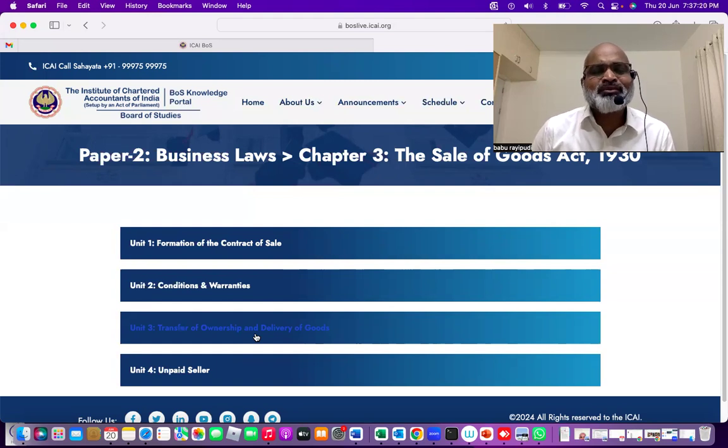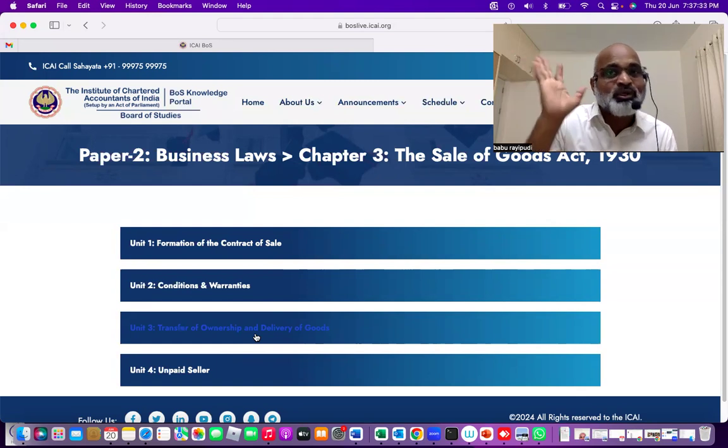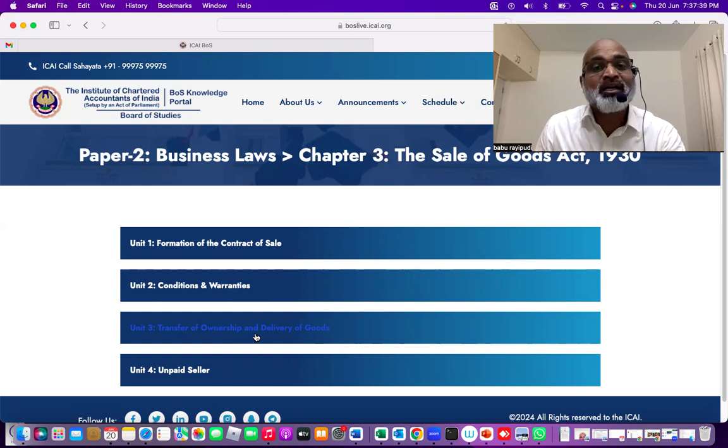At the most, in the first chapter, you just go through the difference between sale and agreement to sell. Second chapter, implied conditions and implied warranties, thoroughly with examples you go through. And in transfer of property, the most important thing is under what circumstances a third party can transfer, and what are the rules of delivery of goods.